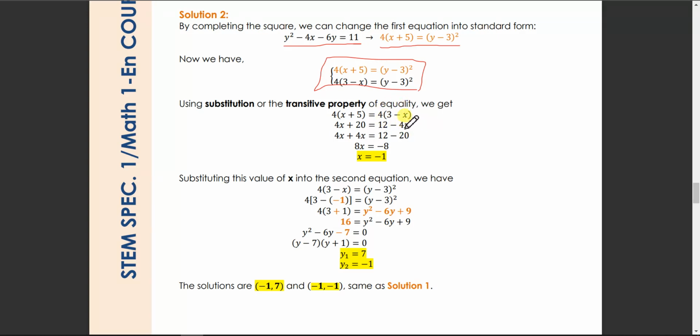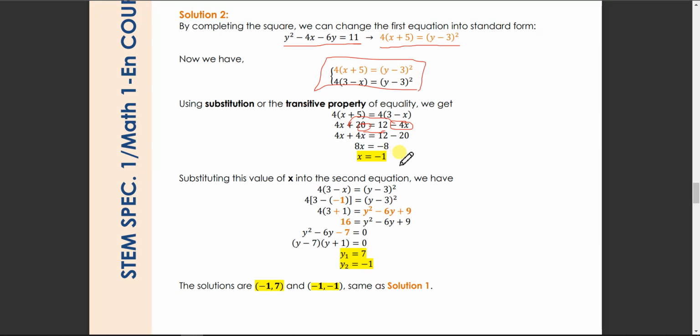Then we combine similar terms. So we transfer this negative 4x to the other side. So we have positive 4x. We transfer 20 to the other side. We have negative 20. So 4x plus 4x, that is 8x. 12 minus 20, that's negative 8. We divide both sides by 8. So we have answer nga negative 1.